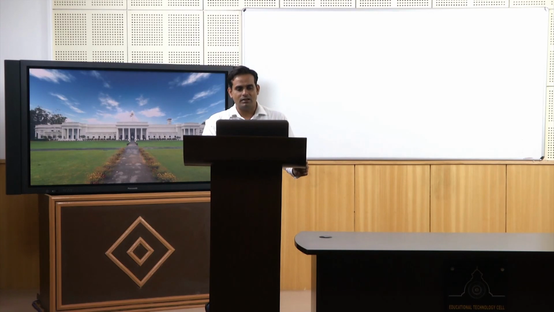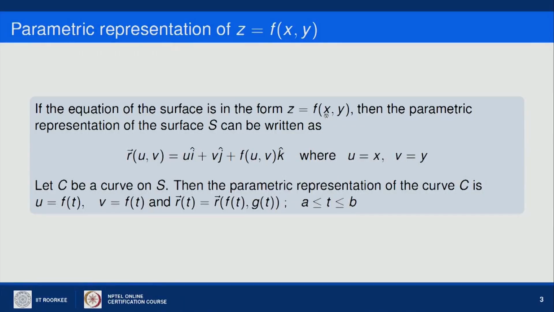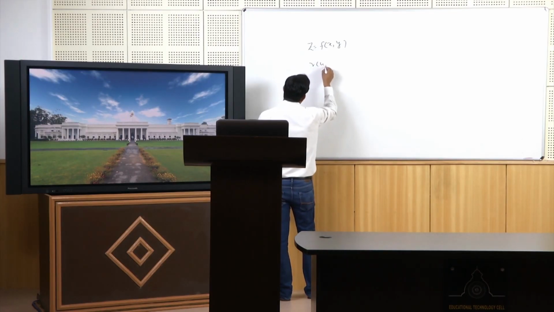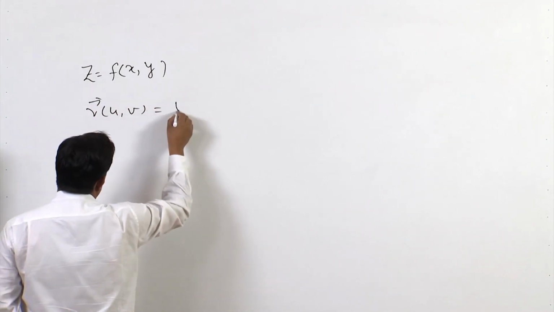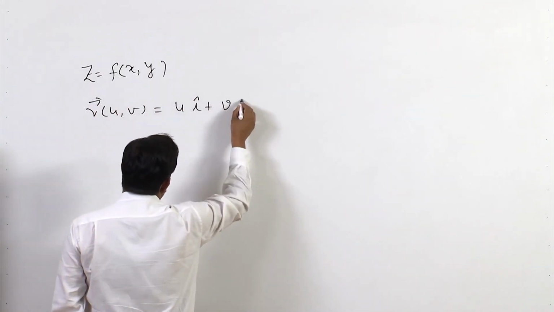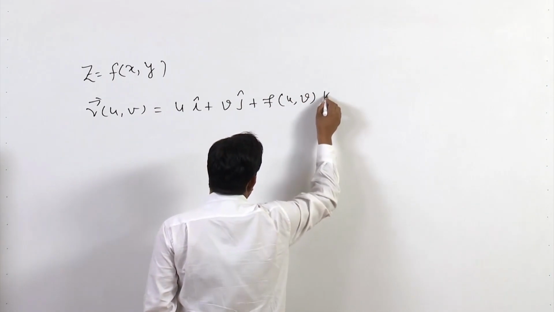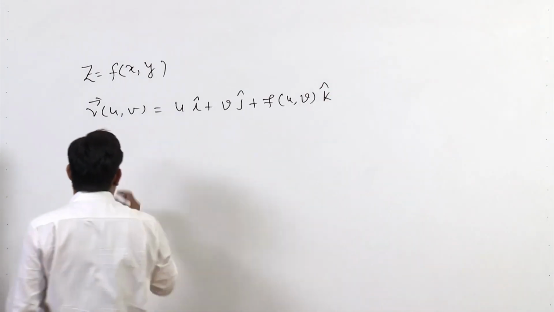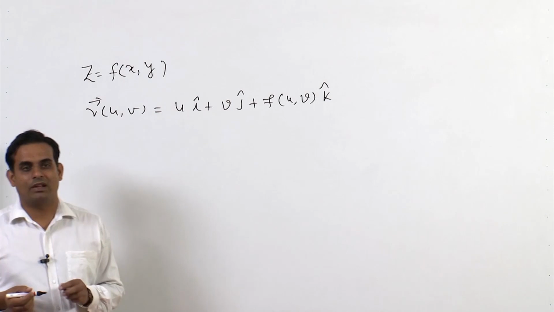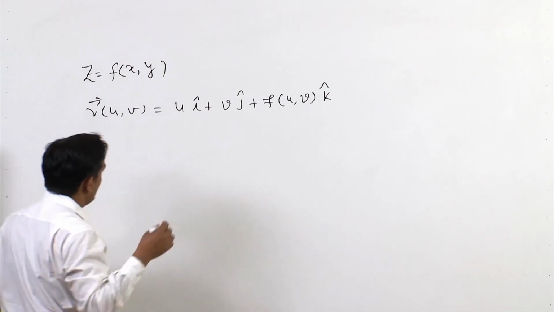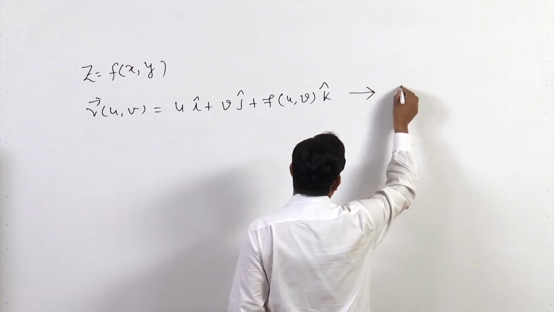If the equation of the surface is in the form z = f(x, y), then in parametric form I can write r(u, v) = u i + v j + f(u, v) k. What I have done is taken u = x and v = y. Now this is the parametric representation of the surface S.